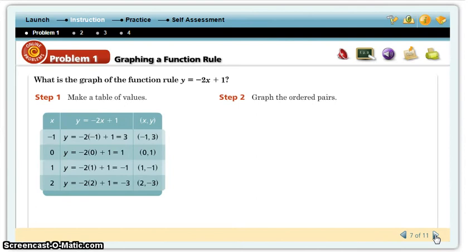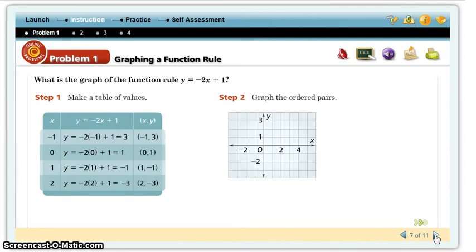Step 2. Graph the ordered pairs. Plot each ordered pair from the table. Make sure you've drawn your x and y axis and you've filled it in appropriately and plotted those points, which should be a very simple task. Now, connect the points with a line to represent all solutions.